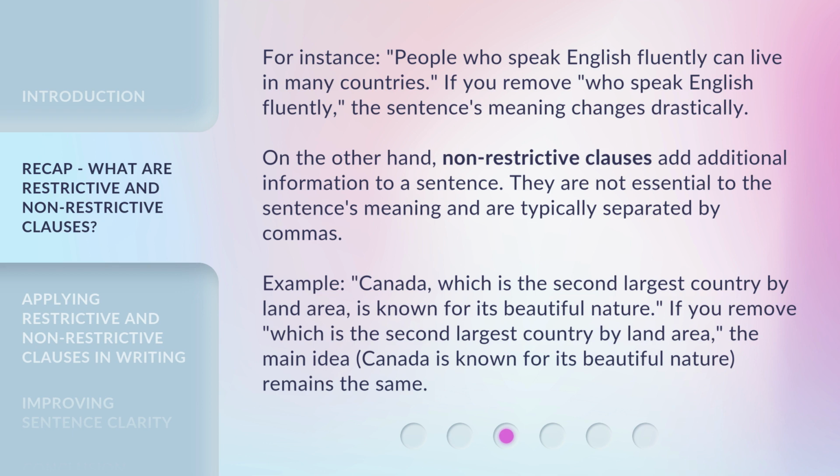On the other hand, non-restrictive clauses add additional information to a sentence. They are not essential to the sentence's meaning and are typically separated by commas. Example: Canada, which is the second largest country by land area, is known for its beautiful nature. If you remove "which is the second largest country by land area," the main idea, Canada is known for its beautiful nature, remains the same.